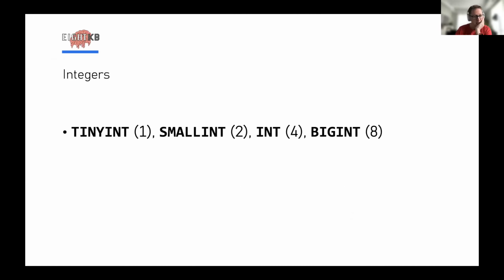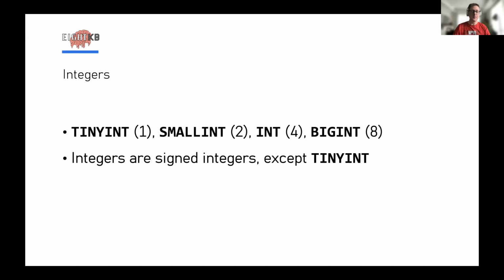So integers: tiny int takes up 1 byte, small int takes up 2 bytes, int takes up 4, and big int takes up 8. The latter 3, small int, int, and big int, are signed integers, but a tiny int is not, because a tiny int only has 256 possible values. So it would be kind of a waste to make it a signed integer. In other words, it only stores 0 to 255, whereas the other ones have 0 as the midpoint, and you can have negative and positive values. Values are byte reversed because they're numbers, and that's how CPUs are good at numbers on the Intel platform.